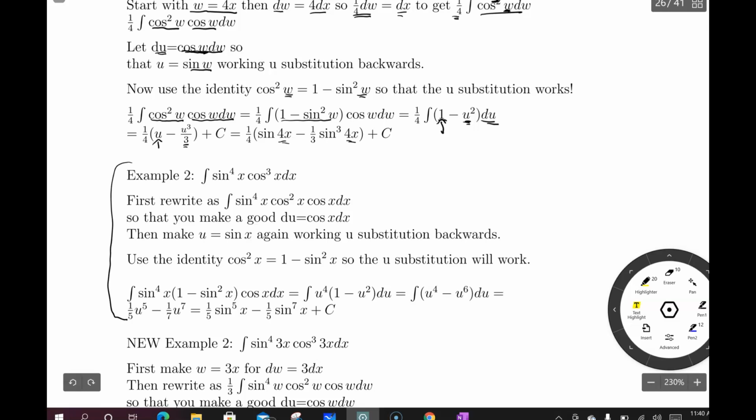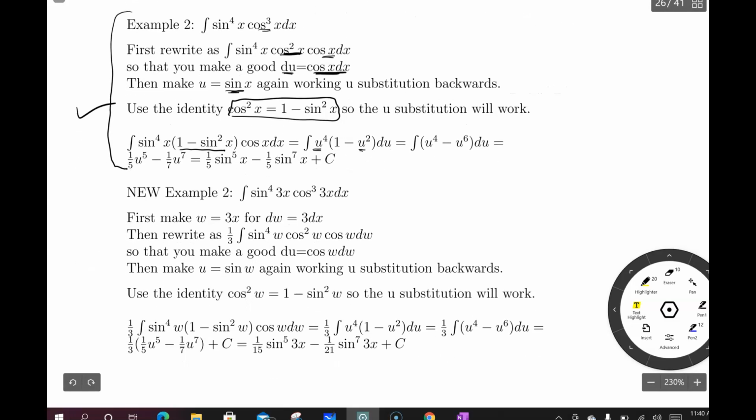We did it previously. I want to leave even powers, so that's why I took one of the cosine squareds and pulled it off. That cosine of x dx is my du, so my u is sine. I'm going to use this substitution to change everything that's not a sine into a sine. So my cosine squared, I'm going to replace with 1 minus sine squared and go forward with my u substitution, then multiply it out and take the antiderivative, all good.